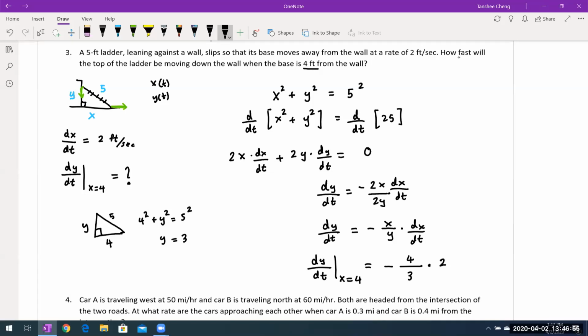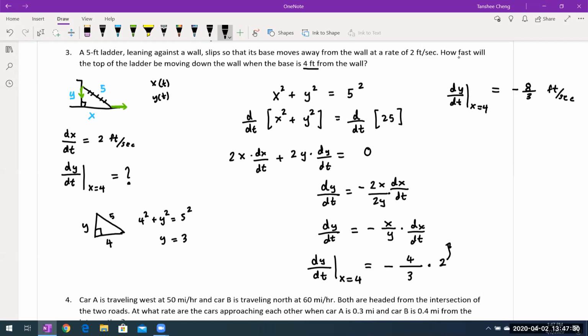So if I simplify this, that will give me dy/dt, the derivative of y with respect to time when x is equal to 4, which will be negative 8 over 3 feet per second. So finally, we want to interpret this. Now, what is this negative talking about? That is basically talking about how fast the top of the ladder is moving down the wall.